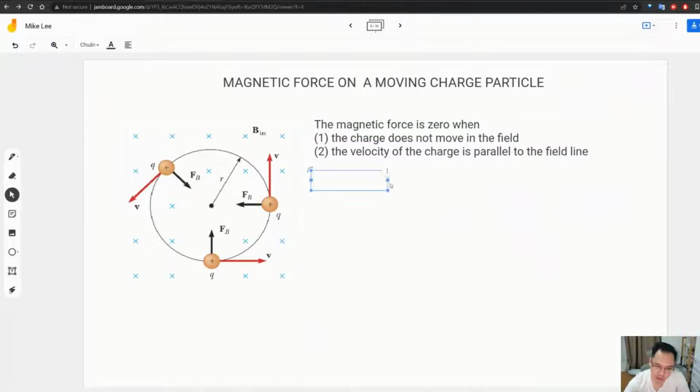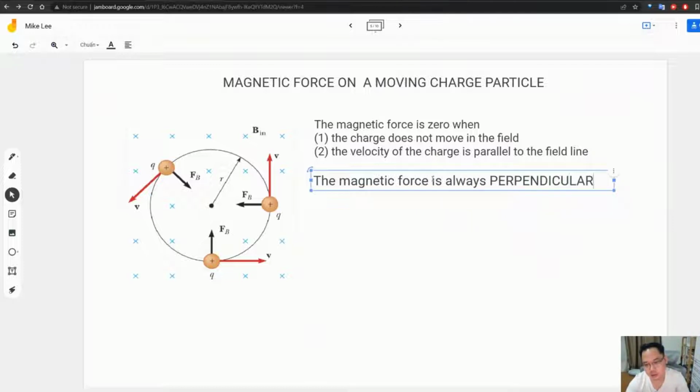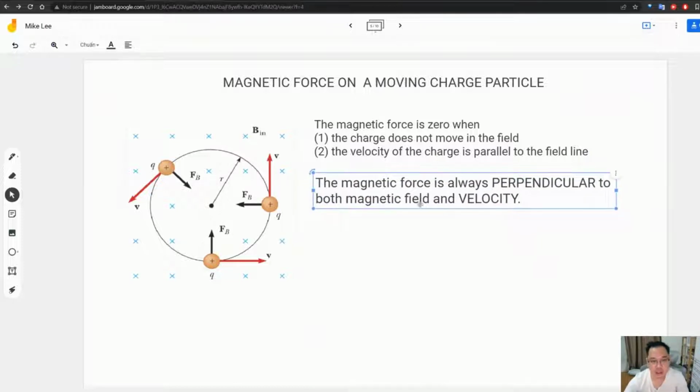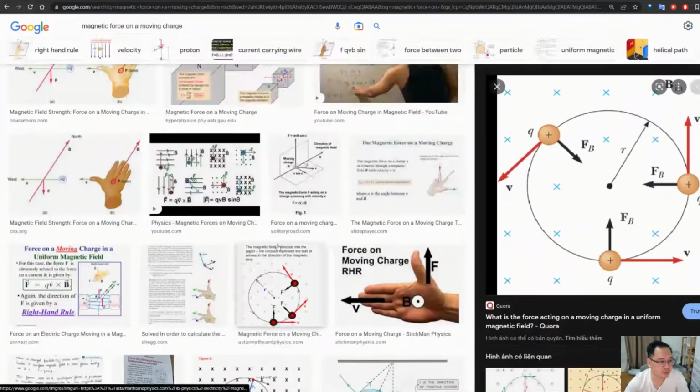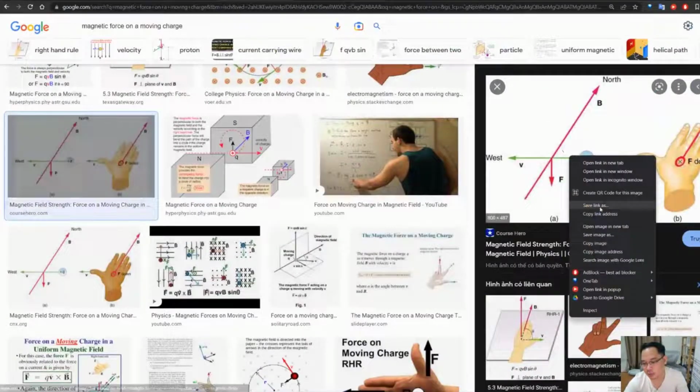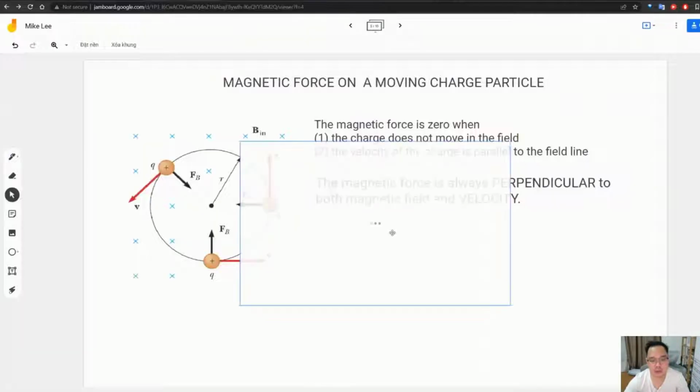The most important thing about the magnetic force is that it is always perpendicular to both the velocity and the magnetic field, determined by the left-hand rule. It's always perpendicular to both the magnetic field and velocity. I'm looking for a picture of the three things here, determined by the left-hand rule.